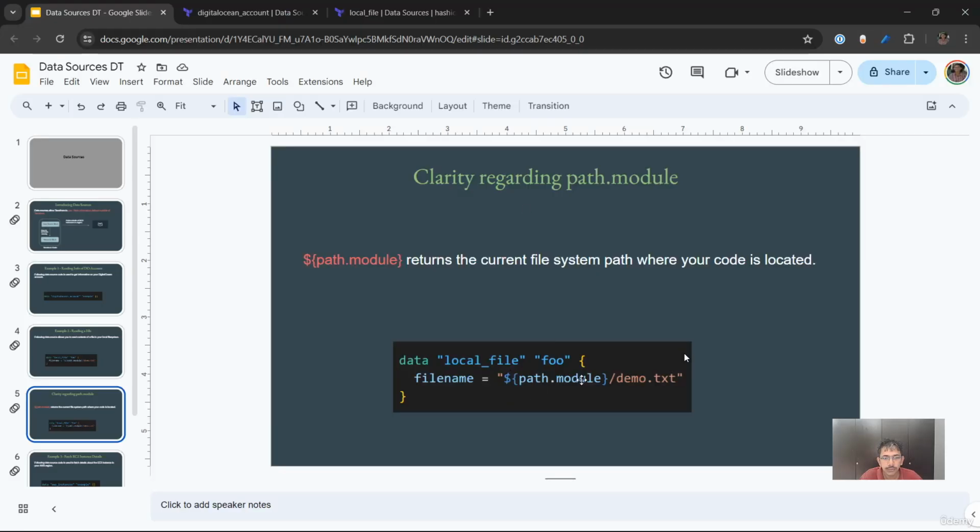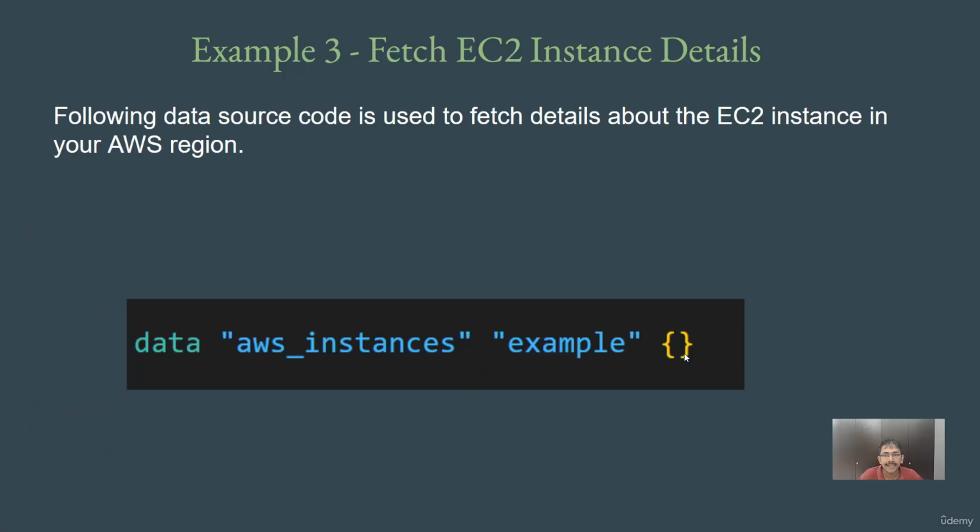Alright, so this is what the path.module allows us to do. Again, there is a lot of flexibility here, but from a simplistic point of view, it returns the current directory or the current folder where your code is located. Now, example number 3 allows us to fetch the EC2 instance details that are running in your AWS account in a specific region. Again, you see the code block remains very simple.